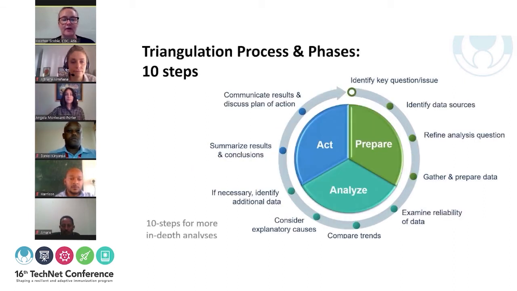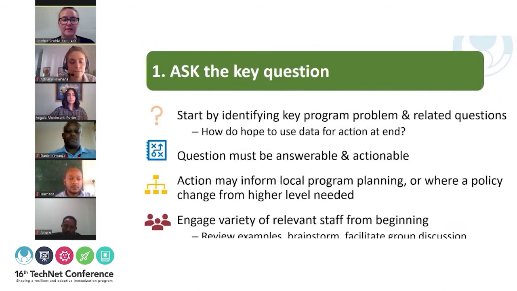We also have a more detailed 10-step process. It fleshes out the previous process, and it's appropriate for more in-depth analyses. We won't spend much time on this. So next, I'm going to turn it over to Angela Montesanti.